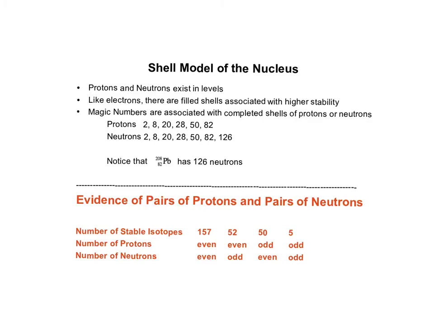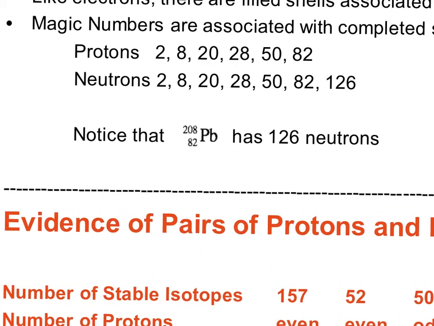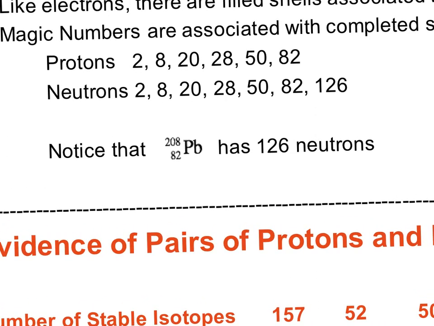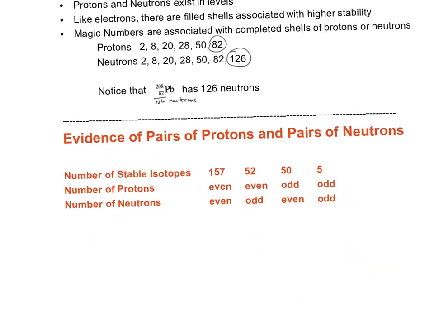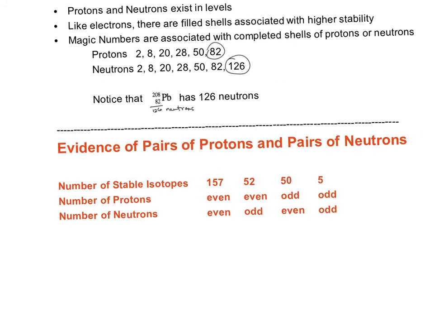And if you look at the example here of lead, we've already talked about lead and the fact that it's stable. So 82 is the number of protons. If you subtract, you get 126 neutrons, right? And so look at the magic numbers here. The number of protons is 82, the number of neutrons is 126, so you can bet that this isotope is going to be stable, not radioactive.